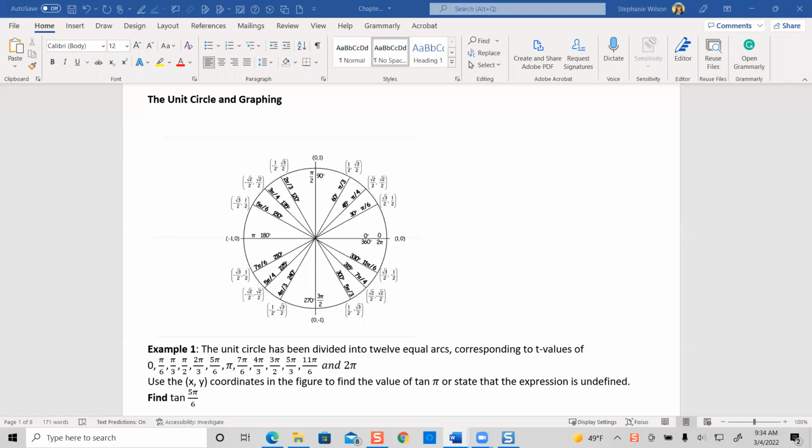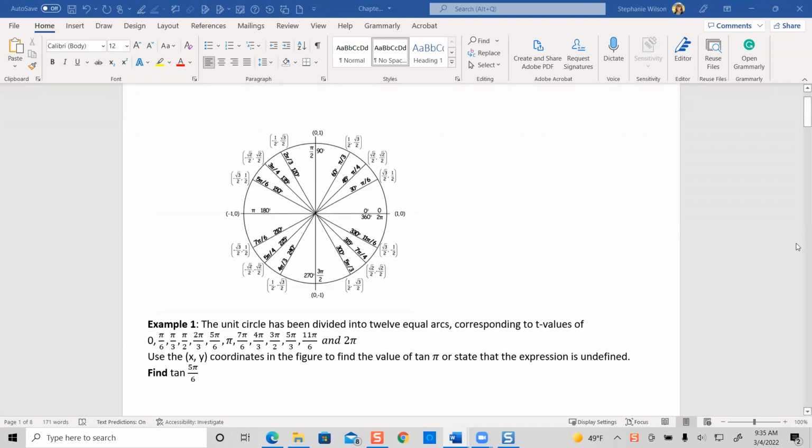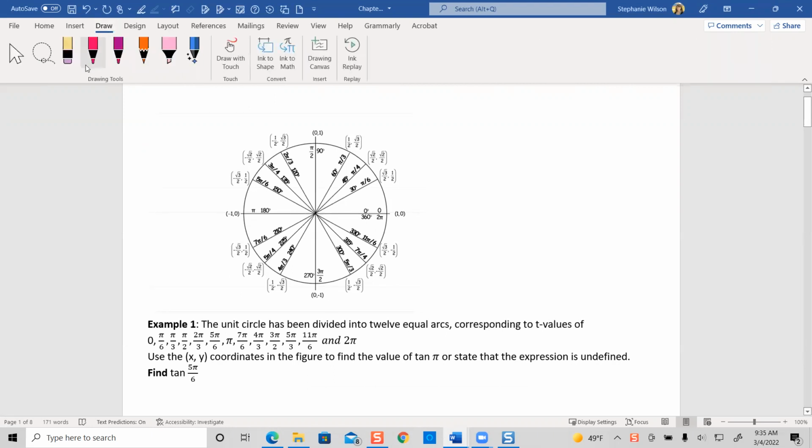Unit circle and graphing. So we're given this unit circle here, as you can see, we have the degrees, the radians, and we have the exact values, okay? So here are the exact values, here are our radians, and here are our degrees. The unit circle starts at 0 and goes all the way around to 2 pi. It starts at 0 degrees and goes all the way around to 360 degrees.